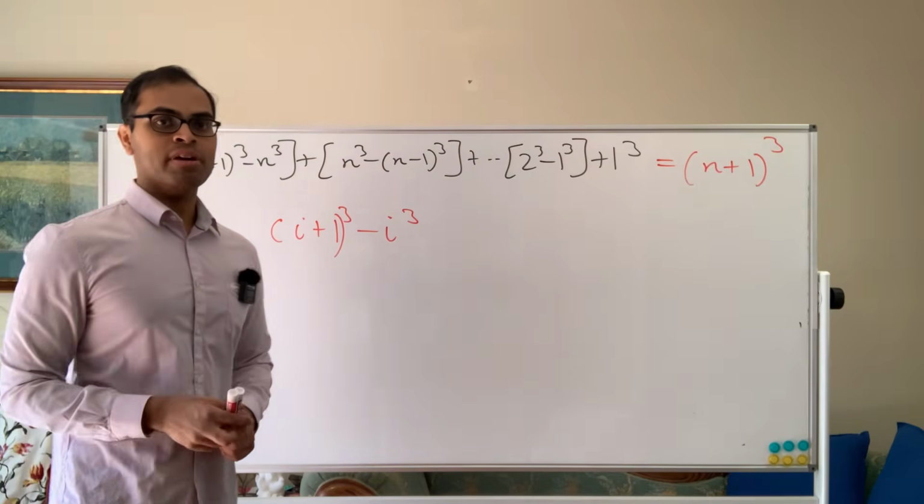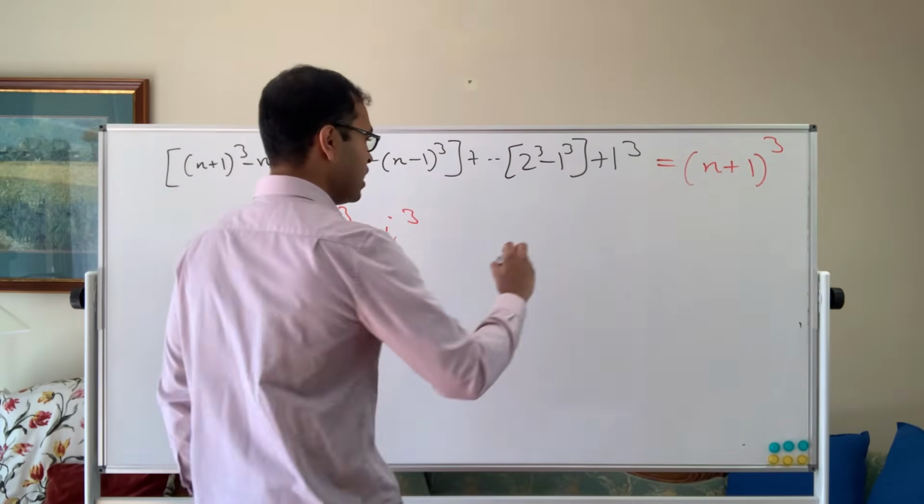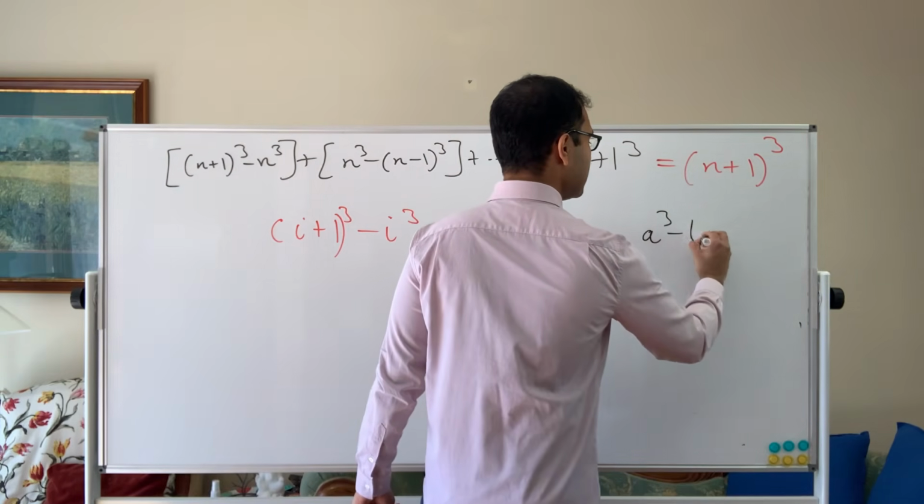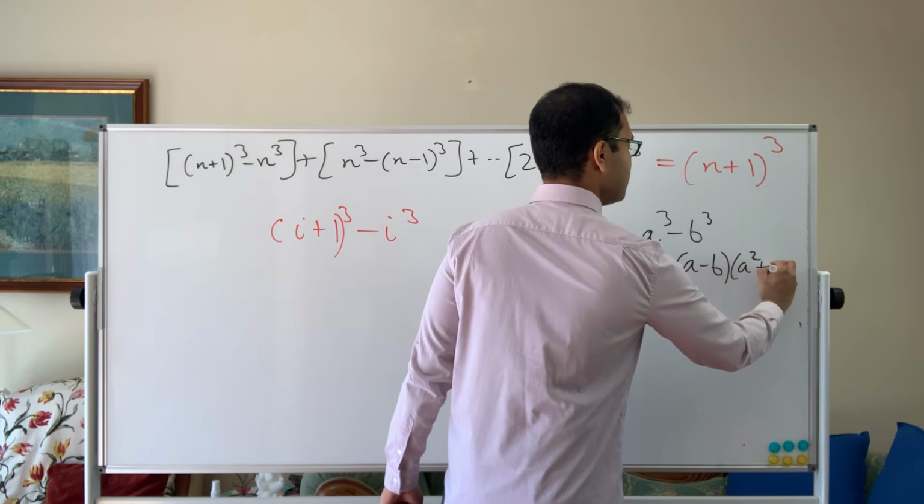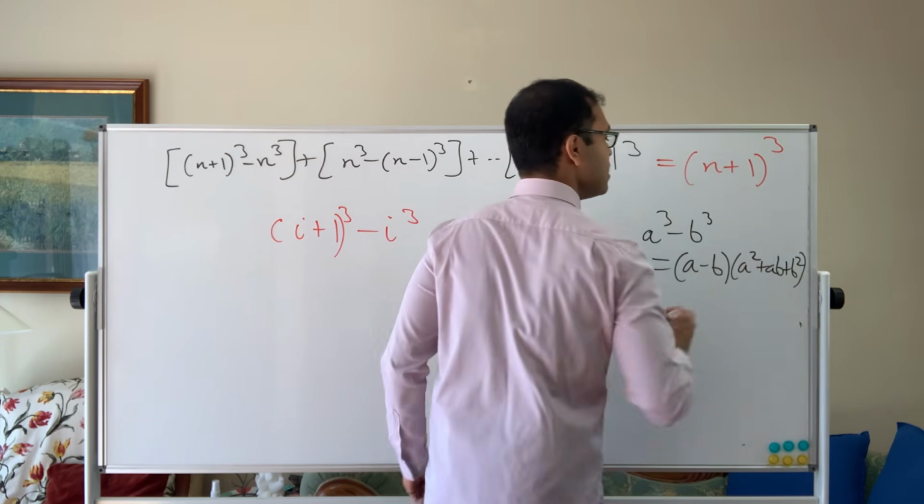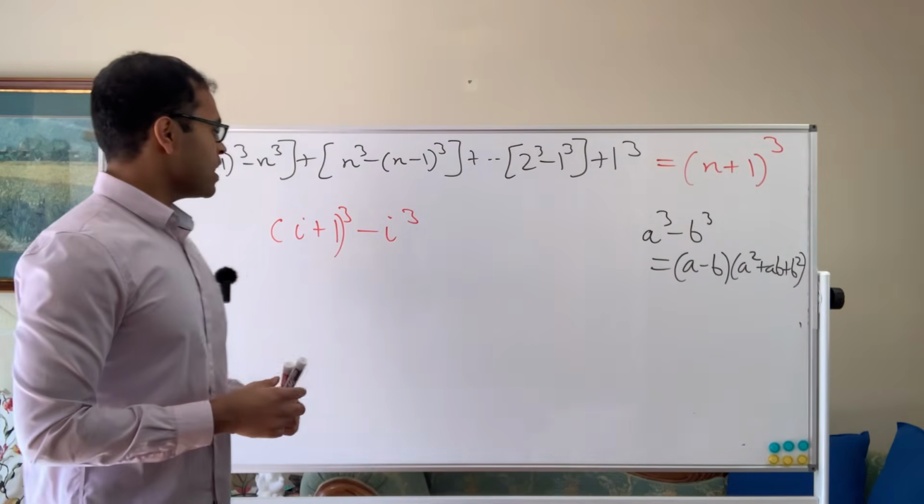I have a video on my channel, it's quite popular, check it out, on how to think about the difference of cubes formula. The difference of cubes formula says that a cubed minus b cubed is equal to a minus b times a squared plus ab plus b squared. This is super fundamental in high school and college math, so I'm just showing this to you, and we'll do it this way to find out this difference.